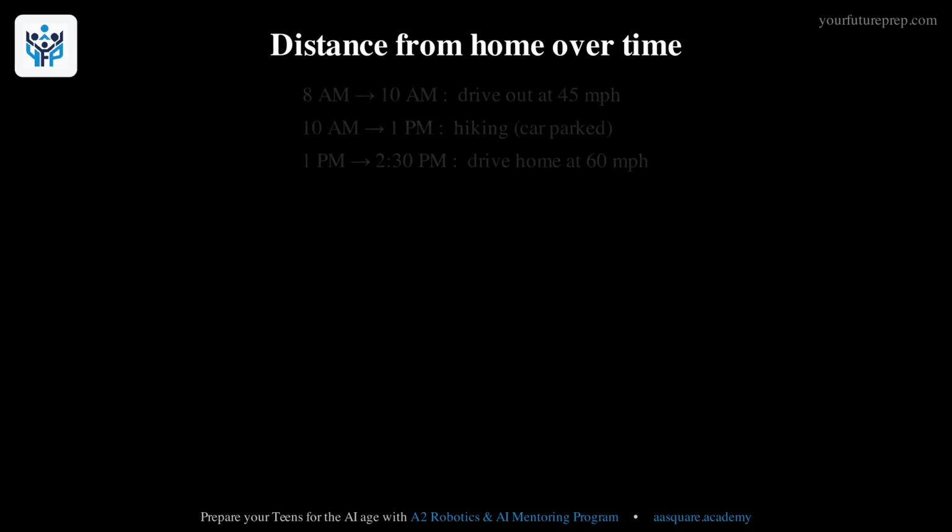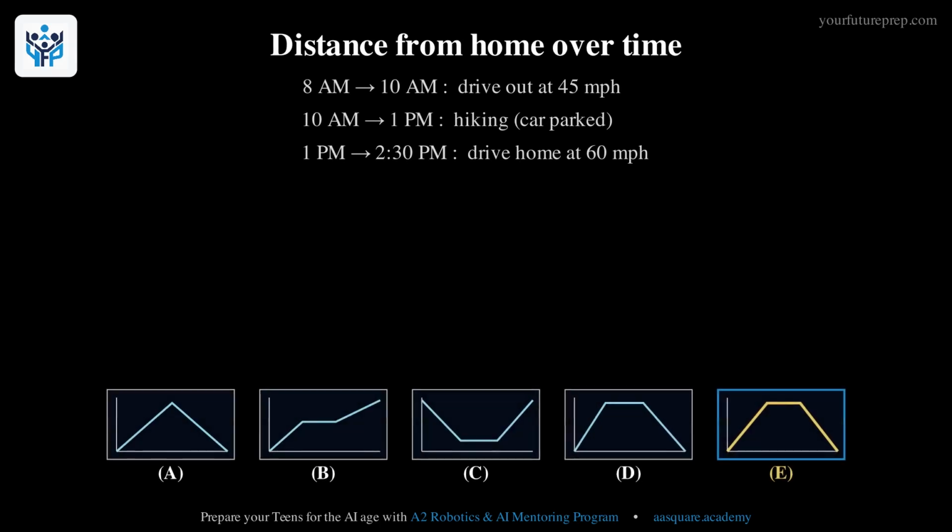Ling leaves her house at 8 a.m. and drives at a constant 45 miles per hour, reaching the hiking trail at 10 a.m. After hiking for 3 hours, she drives home at a constant 60 miles per hour. Which graph best shows the distance between Ling's car and her house over time?